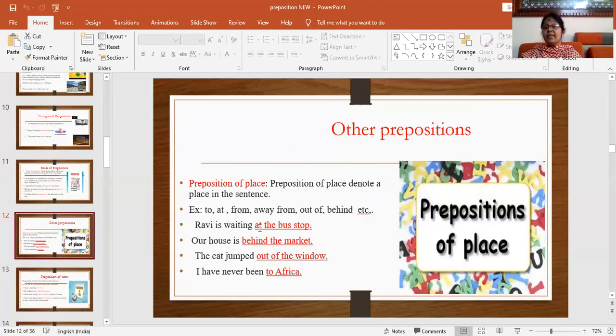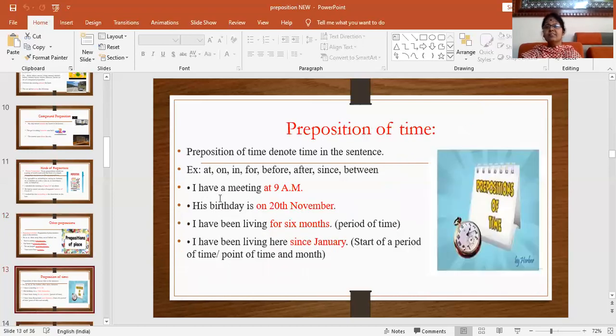Ravi is waiting at the bus stop, right? Now here, see, I will say, I have a meeting at 9 a.m. When I'm talking about a point of time, then also I need to use my preposition, that is at. Or when I'm talking about a particular place, right? I will use at. Now, his birthday is on 20th. When I'm talking about dates, I'm using the preposition on.